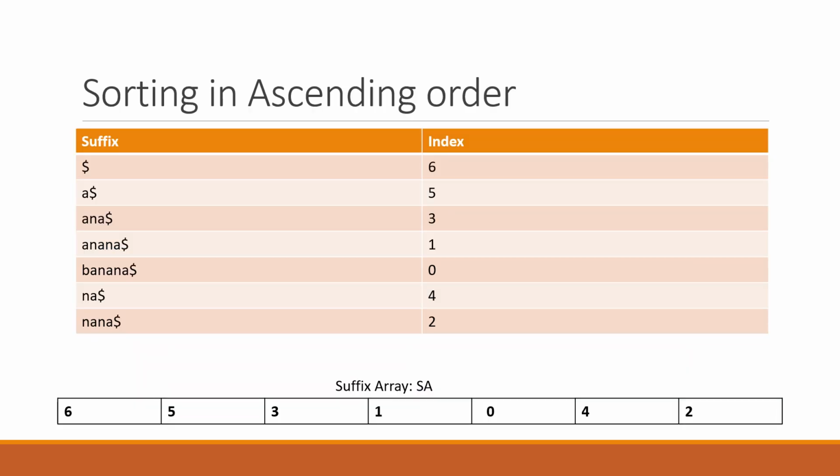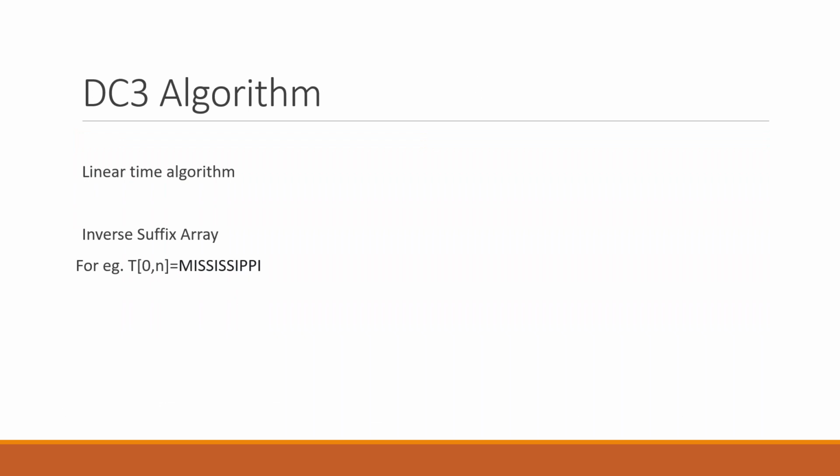After that we sort the suffixes in ascending order. So $ comes first, followed by a$, then followed by ana$, and so on and so forth. This column represents the original index. When we list down all the original indices, the array that we get is the suffix array. So this array is called the suffix array.